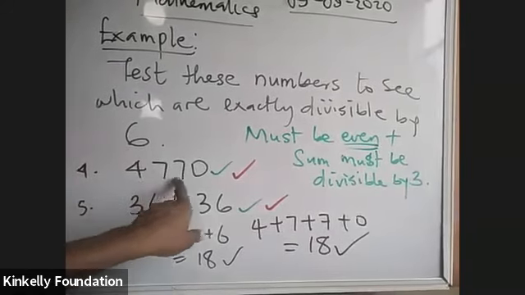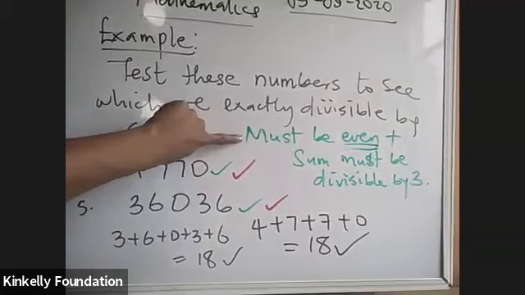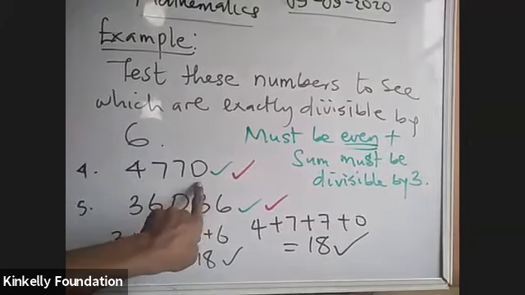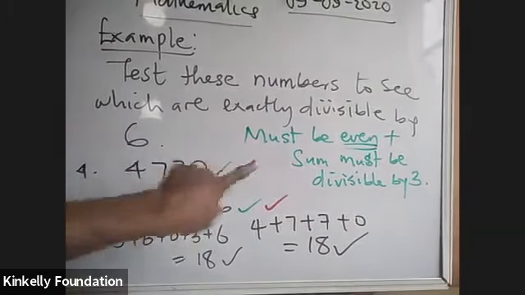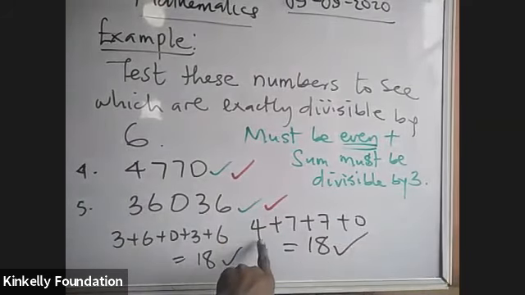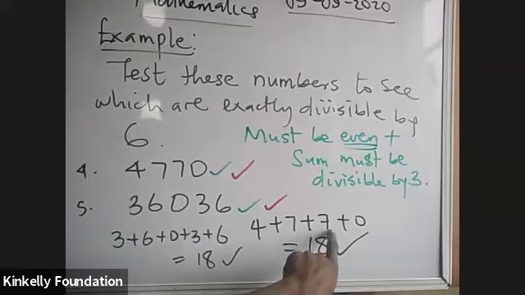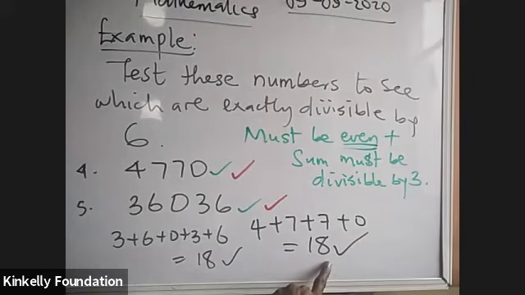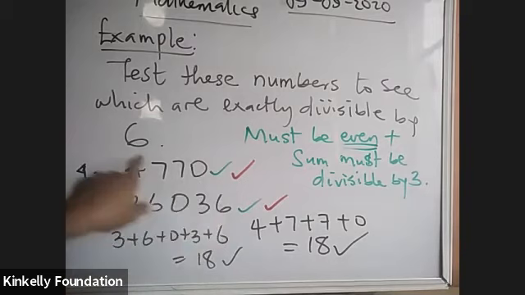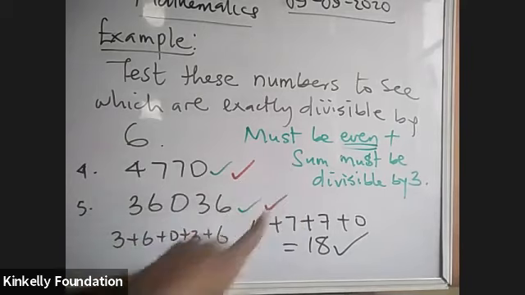For 4770, the first criterion here is that the number must be even. So it is an even number because it ends with 0. Now, if you check again, the sum must be divisible by 3. 4 plus 7 is 11, plus 7 is 18. 18 is divisible by 3. When 3 divides 18, you get 6. So if 3 can divide this number and 2 can divide this number, it means that 6 can divide this number because these two laws hold.